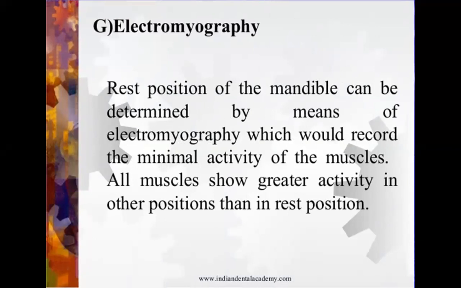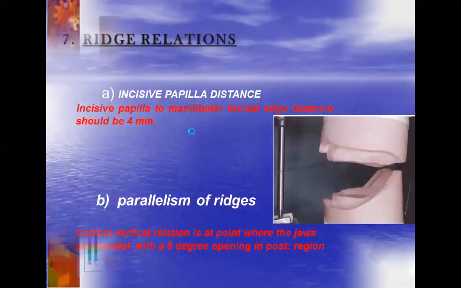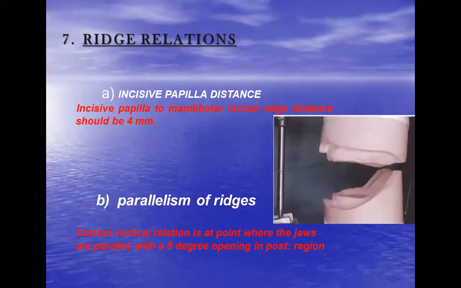Electromyography is nowadays a very common investigation for your muscle activity. In this you attach this type of machine to your muscles there and try to find out the maximum force generation. Where there is maximum force, that is your vertical dimension.